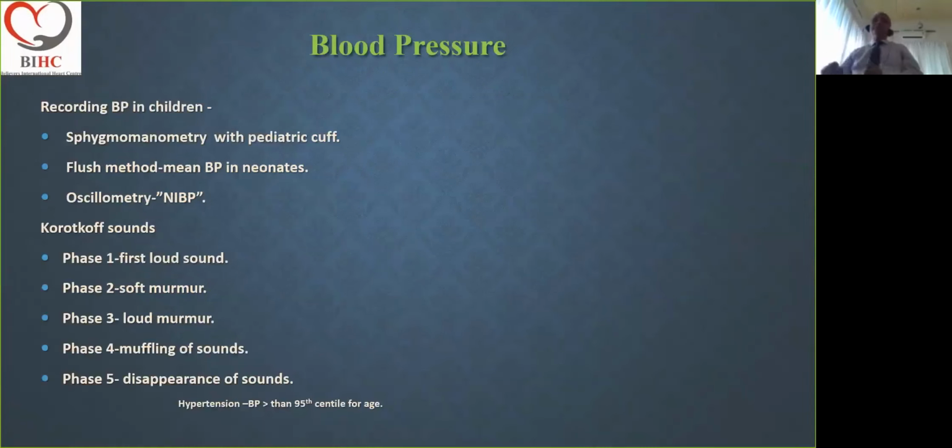If you're actually listening with the sphygmomanometer, you have the Korotkoff sounds, with phase one denoting the first loud sound, phase two the soft murmur, phase three the loud murmur, phase four the muffling of sounds, and phase five the disappearance. And hypertension is blood pressure more than the 95th centile for age.